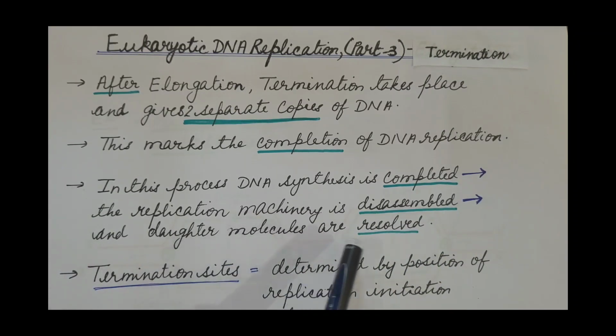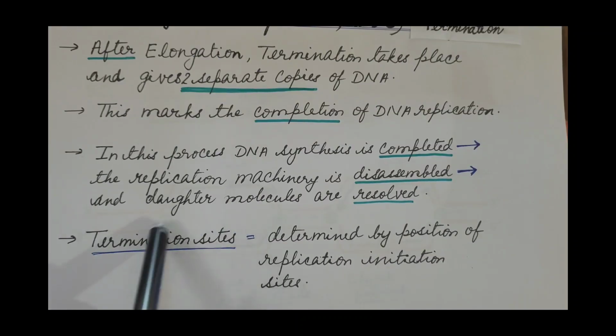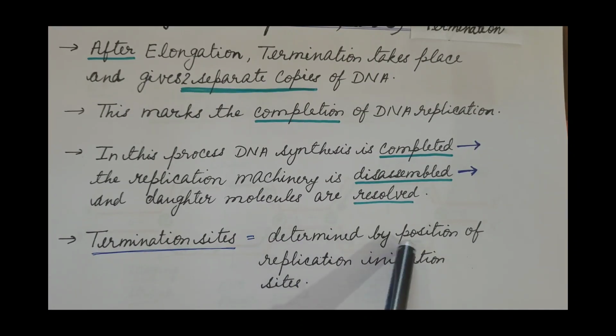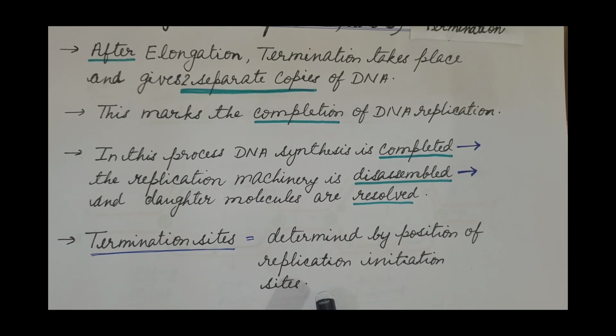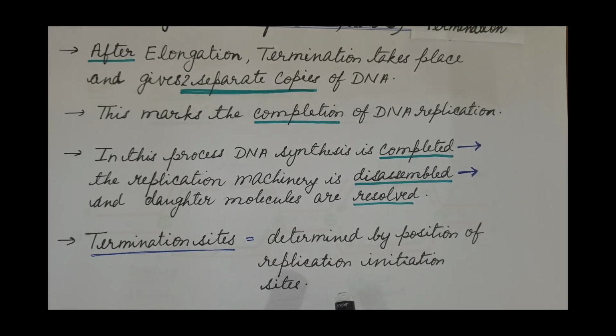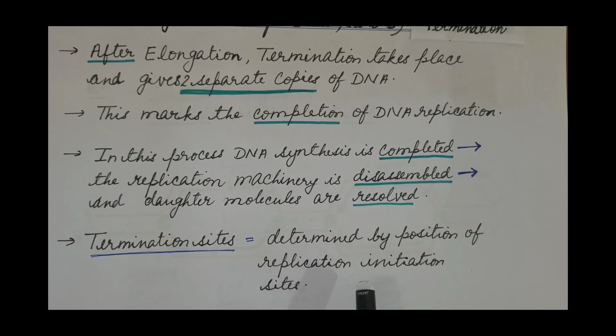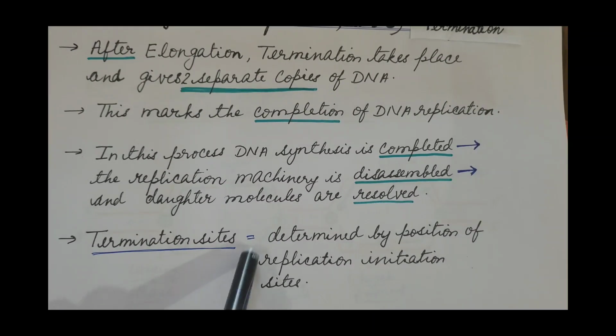daughter molecules are resolved. Now the termination site is determined by the position of replication initiation sites. We know that there are multiple origins of replication and hence multiple replication bubbles are formed, and the site where the adjacent replication bubbles converge, or the adjacent replication forks meet, is the termination site.